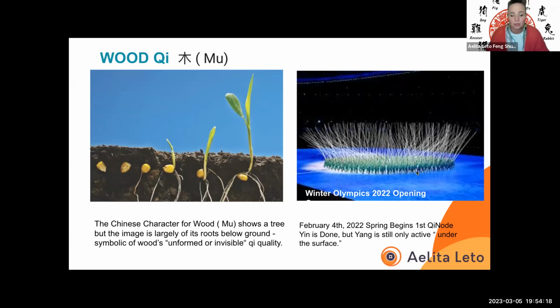If you go back to the opening scene of the 2022 Winter Olympics, I highly recommend watching that video, because it definitely shows all 24 chi notes that we go through in Taoism. That's what we learn about, and the first chi note is the seed, the wood element.